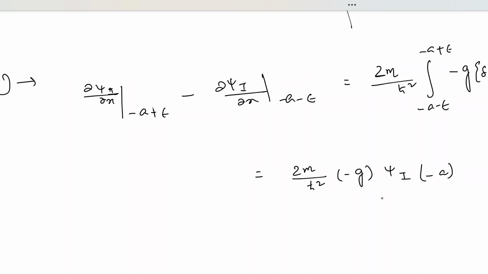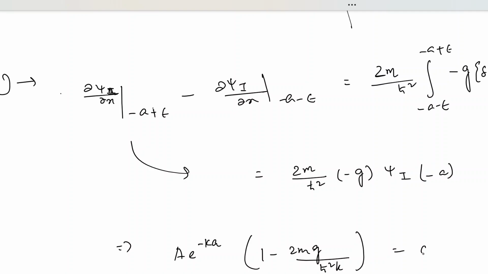Okay, so from here, if you take the expressions of psi 2 and psi 1, take the derivative and put in all these values of x, you will find an equation like A e to the power of minus ka times (1 minus 2mg by h cut square k) equal to C e to the power of minus ka minus D e to the power of plus ka, which will be your equation number 3.